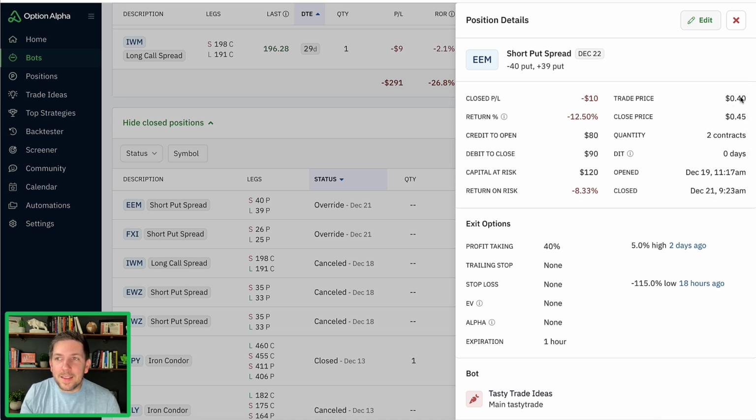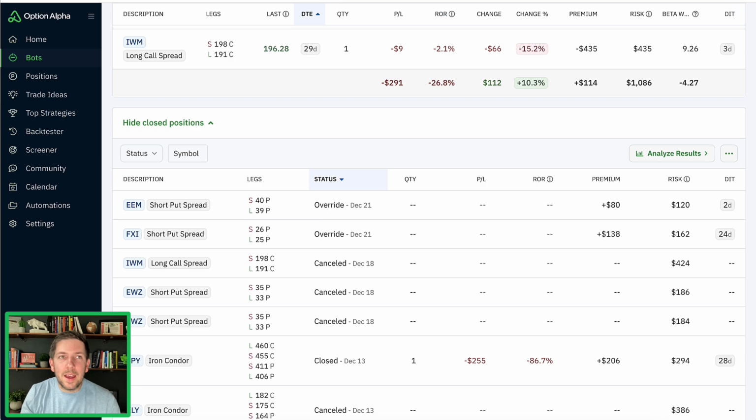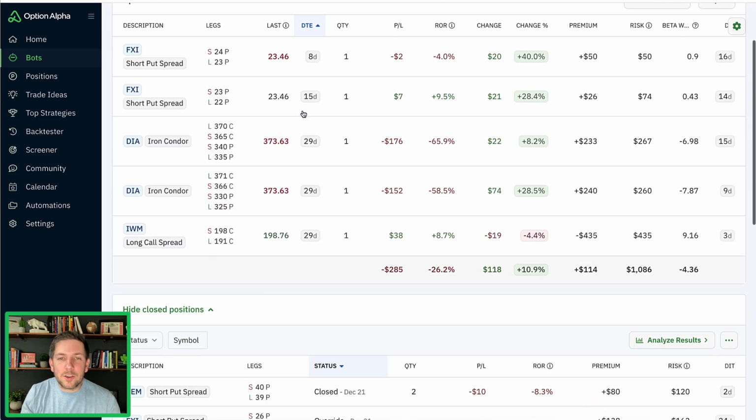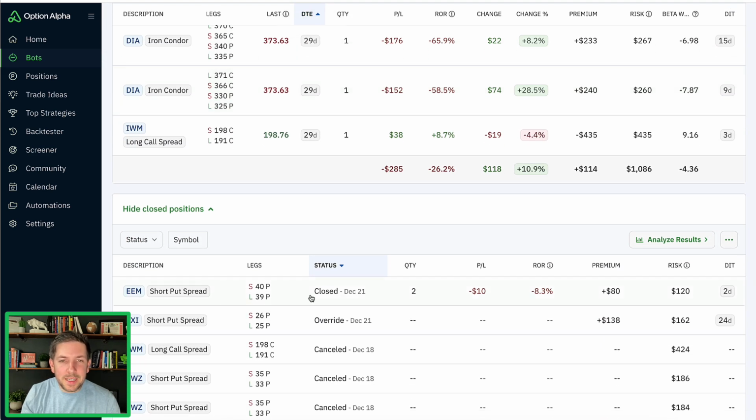So again, in this case, we closed the position for $45 per lot, if you will, and that gives us a total P&L for the two contracts that we traded of $10, okay? So now when you go back in here and refresh your positions, you can see that EEM position is now back from override status into an actual close status. That way your stats and everything are all good to go.